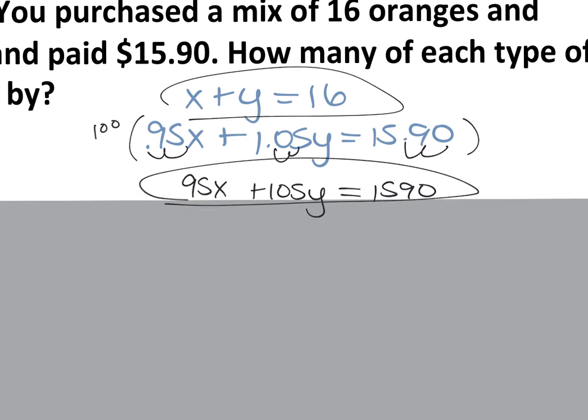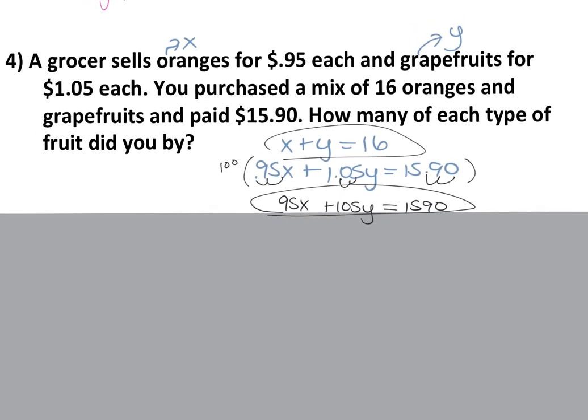So if I'm doing elimination, because that's what we're practicing, I'm going to cancel out one of the variables. Make sure you read your question, because if your question said, how many grapefruit do you have and not how many of both, I would want to cancel out the oranges. It saves you an extra step. Does that make sense? If it had said, how many oranges did you buy, I would want to cancel out the grapefruit to save myself the extra step of having to plug it back in.